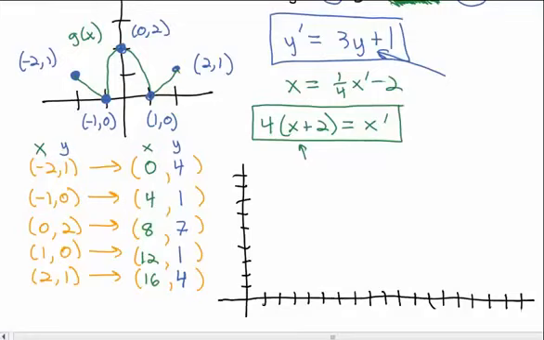So we start plotting our points: (0, 4), (4, 1), (8, 7), somewhere around there, (12, 1), and (16, 4).